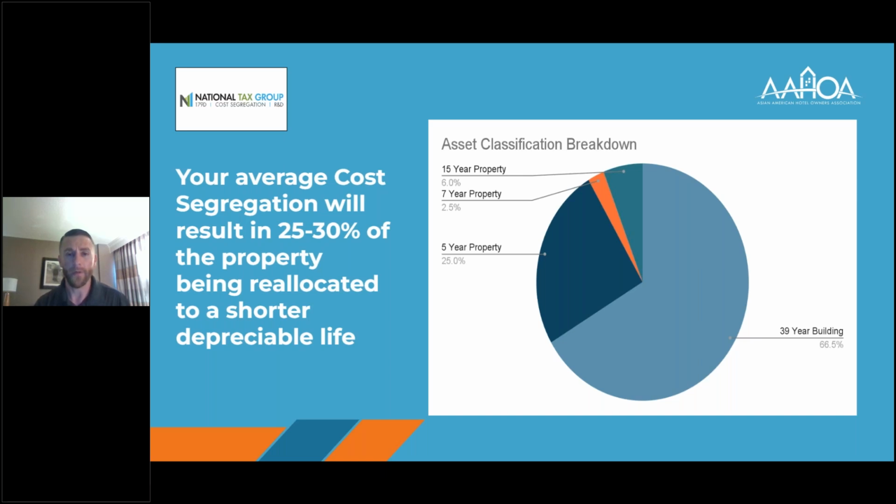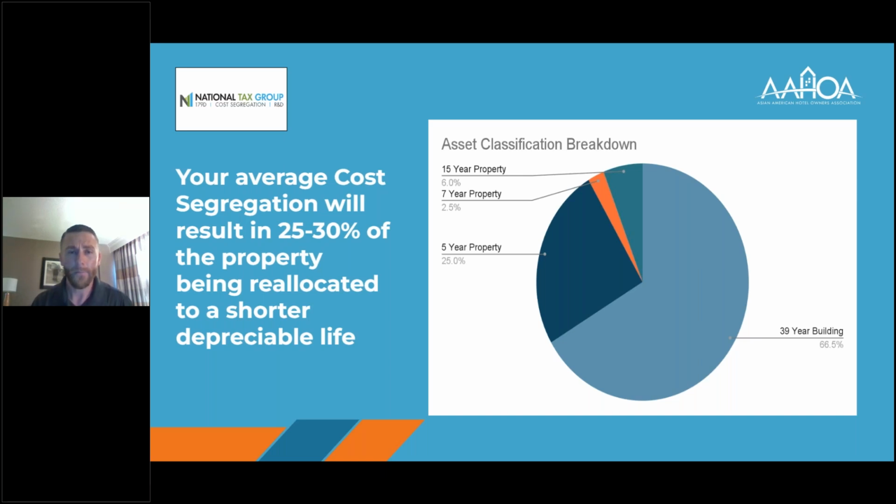So this is a good breakdown of what a cost segregation would look like. It's a pretty good visual depiction. We're able to take your building at 100% and break it out anywhere in the 25 to 30% range. So we're able to reallocate values of a property. And if you see these breakdowns here, for our 15-year property, we're usually able to capture about 6% of the purchase or build price coming from the building.